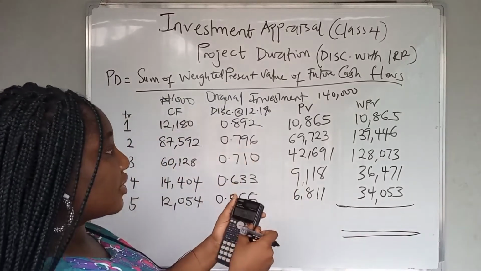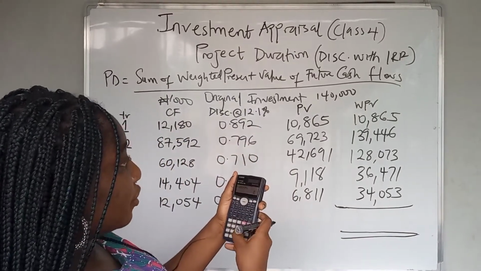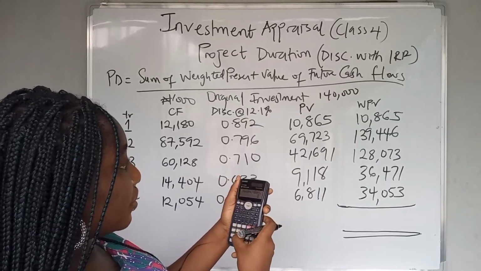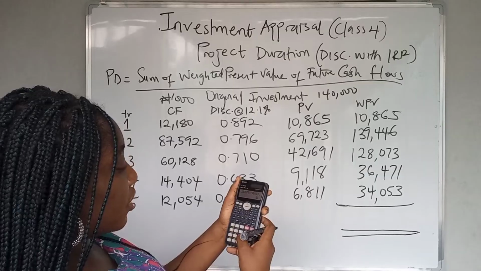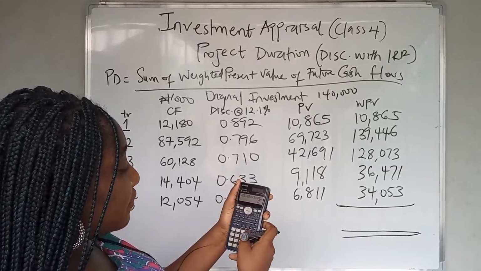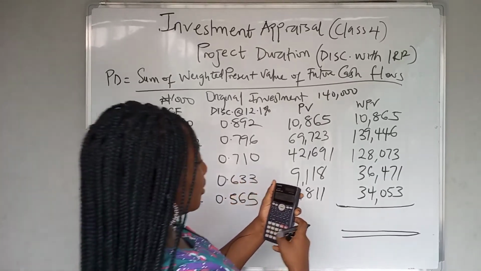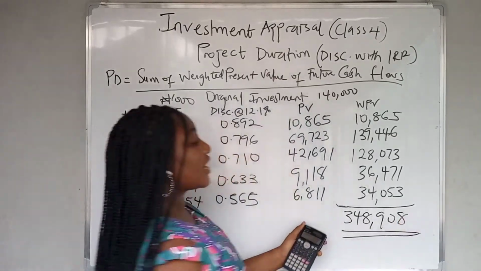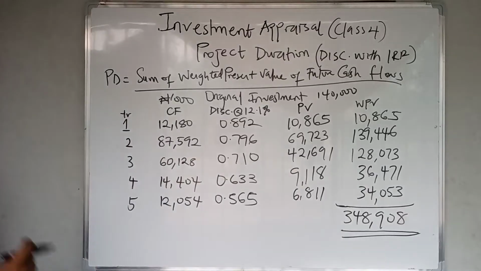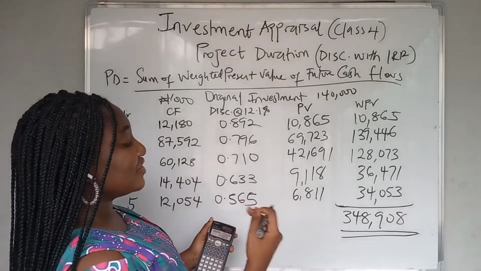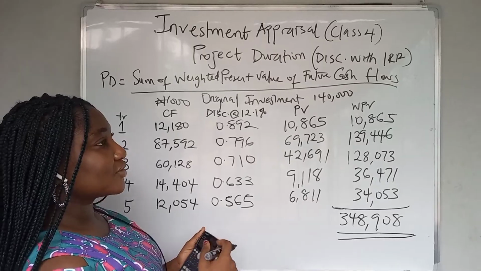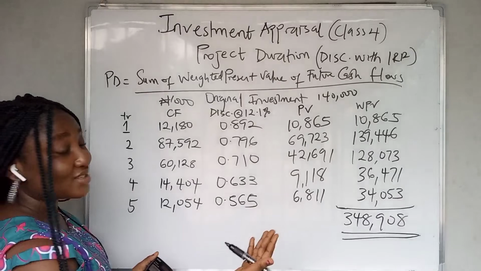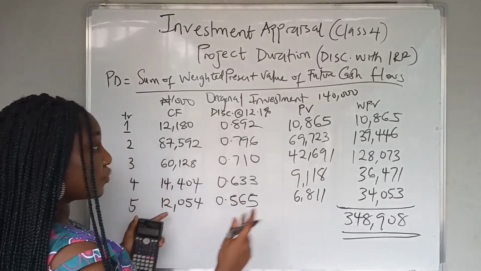Let's add that. That's 10,865 plus 139,446 plus 128,073 plus 36,471 plus 34,053. That gives us 348,908. This is highly abbreviated, as in it's highly approximated. It has been so approximated, okay? But it's just an estimation, so your answer should still fall within the range.